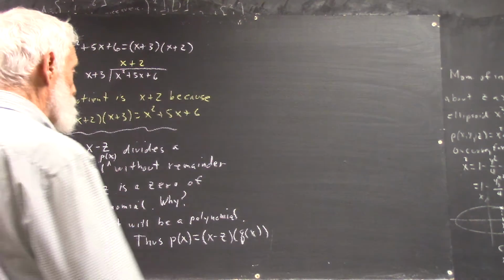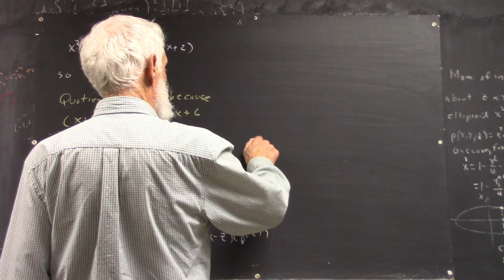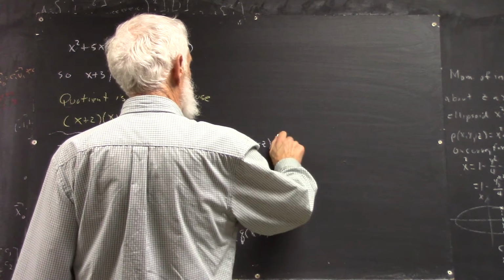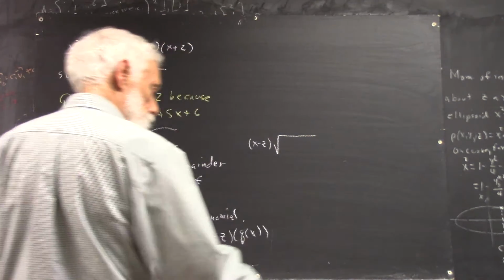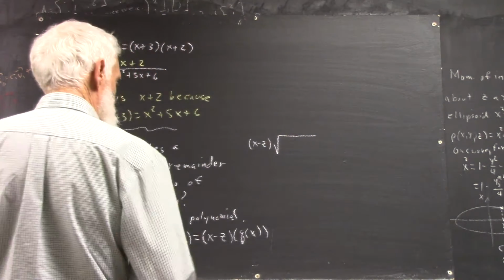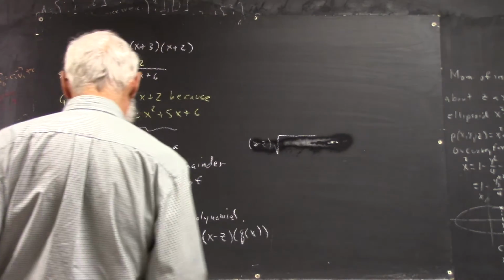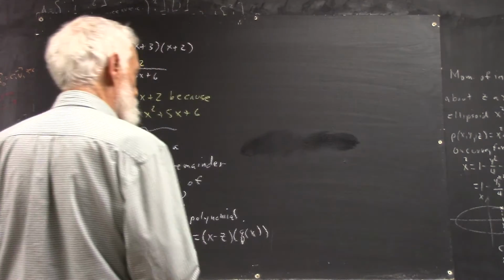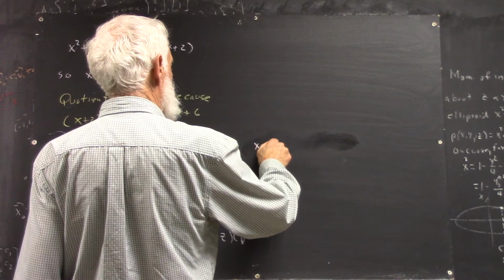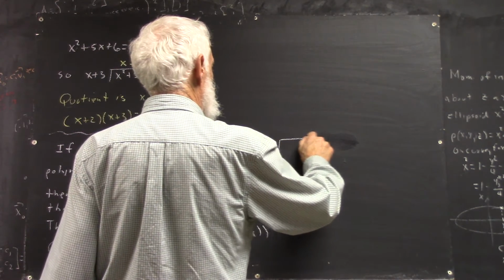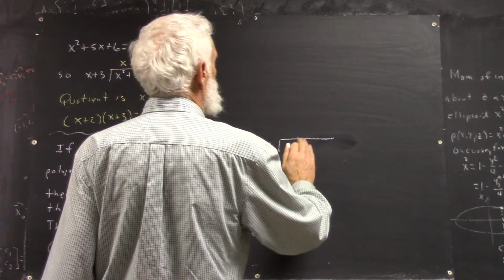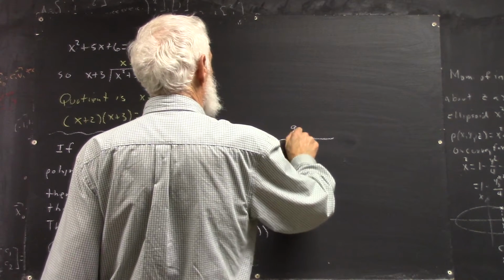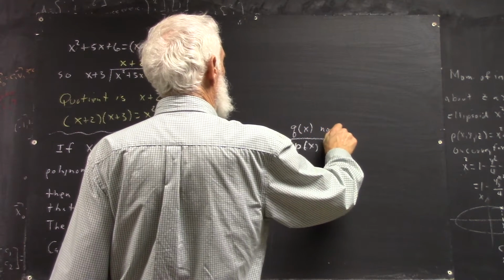Now let me kind of write that out. We have our x minus z into, and that's a square root sign. That's not what I need, is it? I don't really want parentheses around that x minus z. So let's fix that. Okay? X minus z divided into p of x gives us q of x, no remainder.